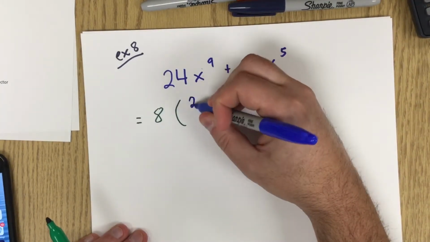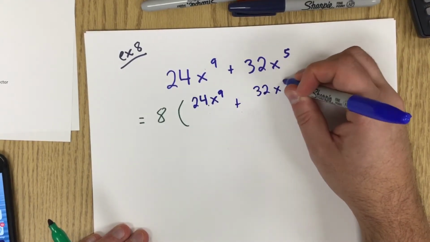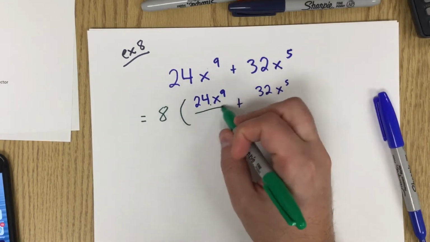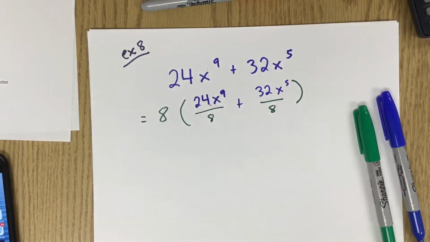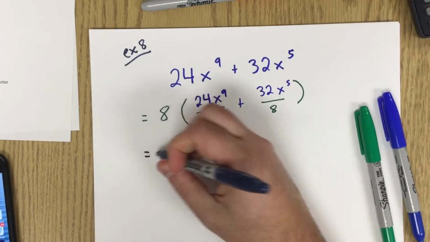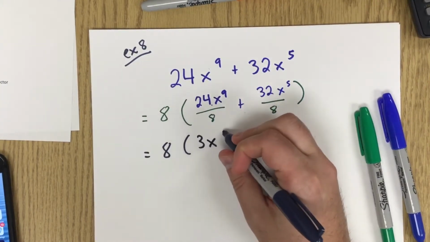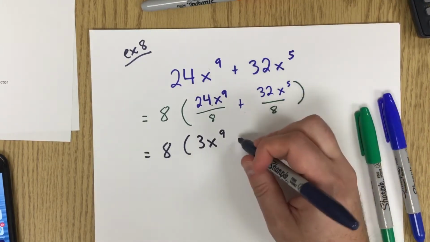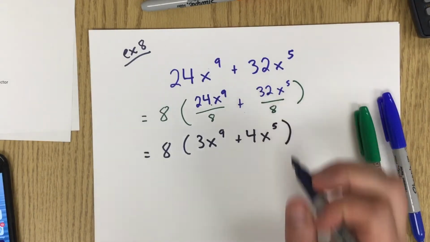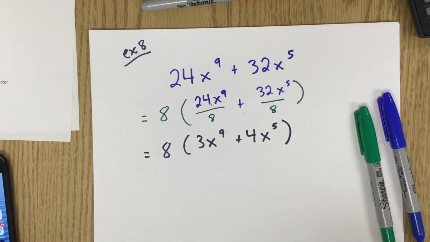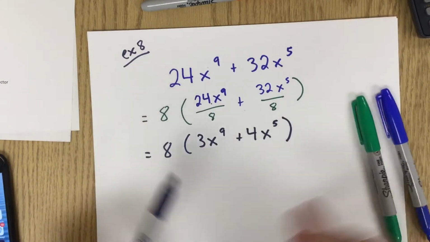So it's going to be 24x to the 9 plus 32x to the 5, divided by 8. And that's going to give us 24 divided by 8 is 3x to the 9, 32 divided by 8 is 4x to the 5. But we're not done. The x's are still in common, so we have to take out the x's.